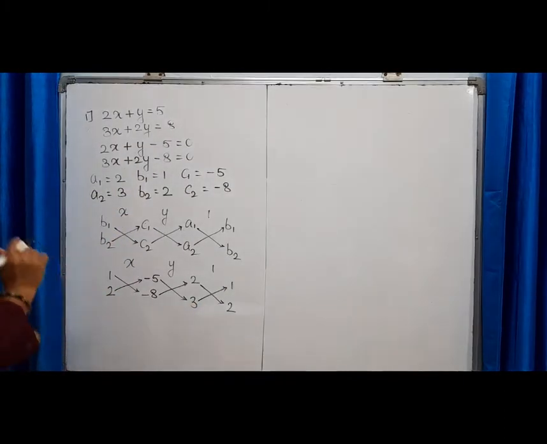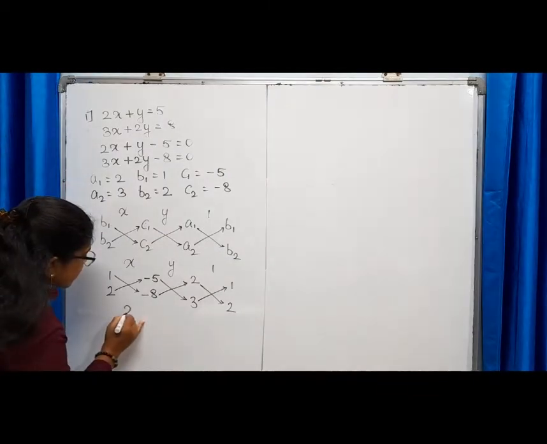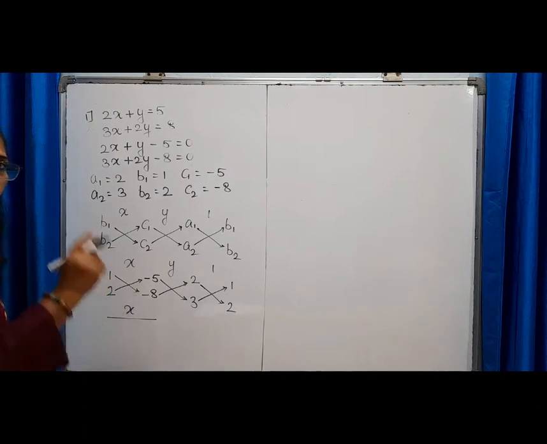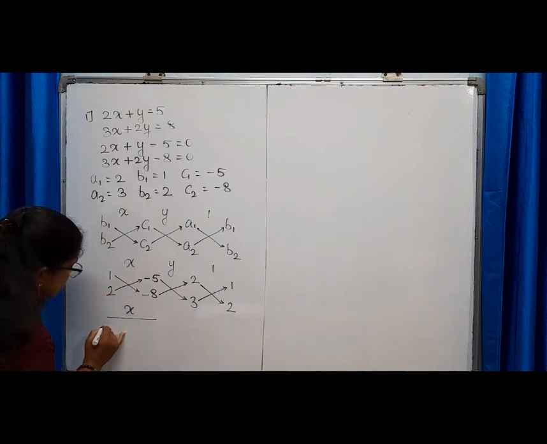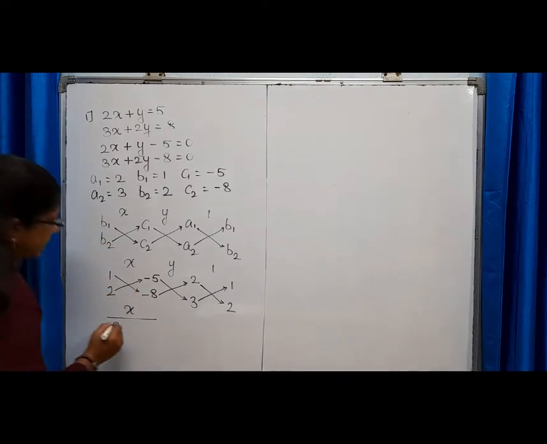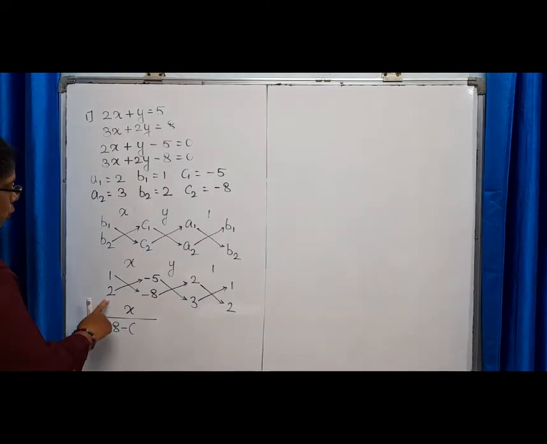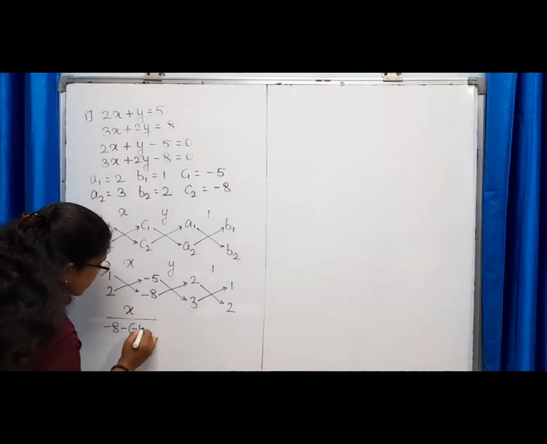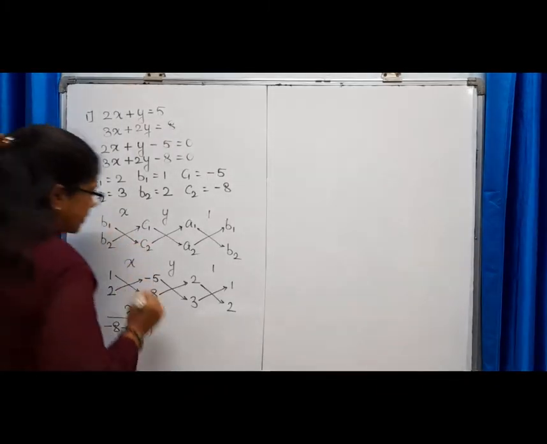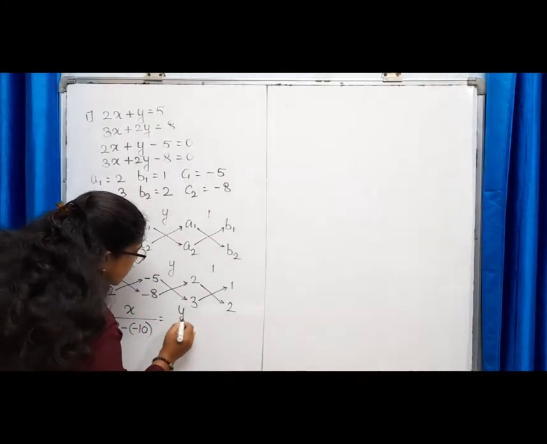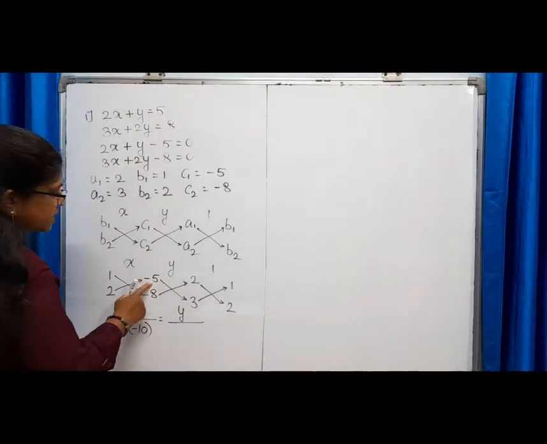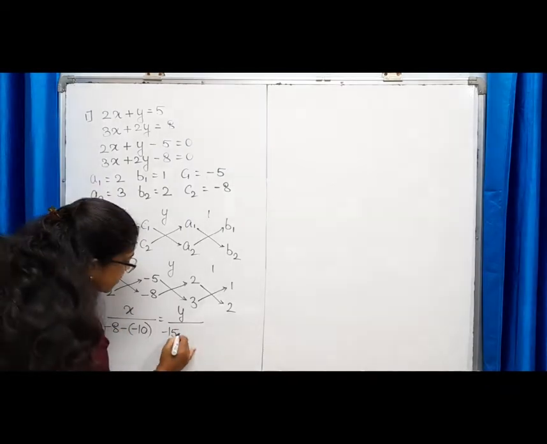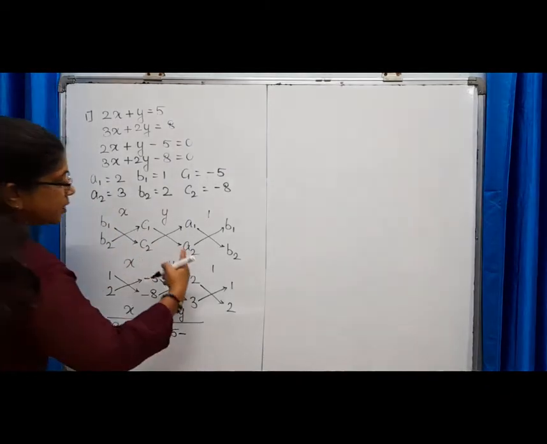Now cross multiply. We have to write the answers. Here, x upon 1 into minus 8, 1 into minus 8 is minus 8. Minus 2 into minus 5, 2 into minus 5 is minus 10. Then is equal to y upon minus 5 into 3, minus 15, minus minus 8 into 2.